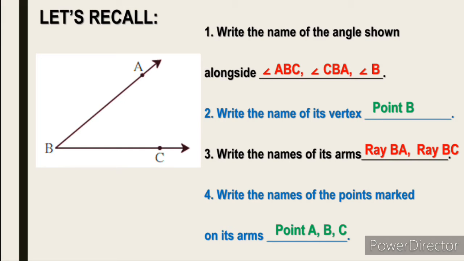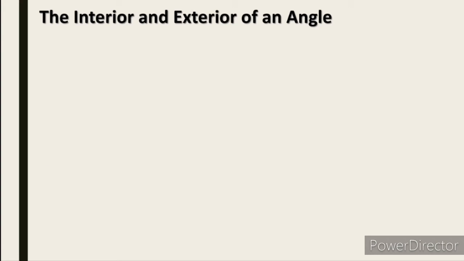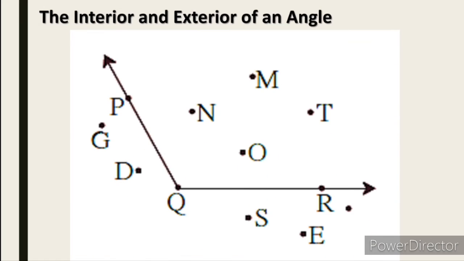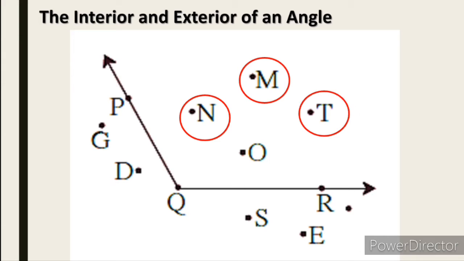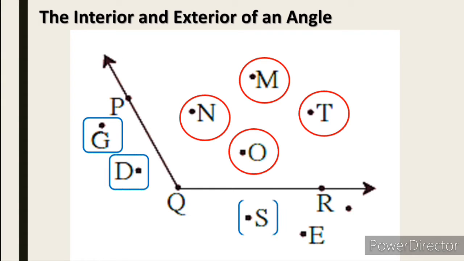So the first topic which we will be learning here is about interior and exterior of an angle. Interior means the internal inner region and exterior means outer region of an angle. Here you can see angle PQR. In the interior region, some points are made. Those points are N, M, T, O. And similarly, in the outer region, some points have been plotted. Those points are G, D, S, E. So these are the 2 regions of an angle, interior and exterior.